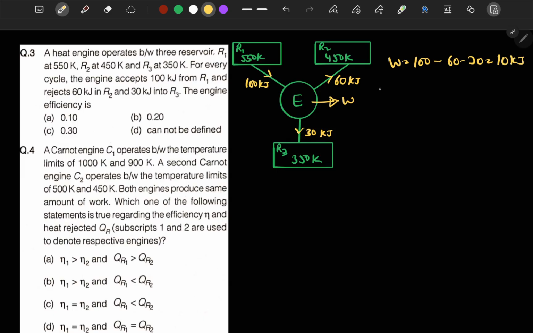Efficiency is work done upon heat supplied, that is Q1, because this heat is supplied to the system. Both the 60 kilojoule and 30 kilojoule are rejected by the engine. So we can calculate the efficiency as 10 upon 100, that will be 0.1. And the option is A.